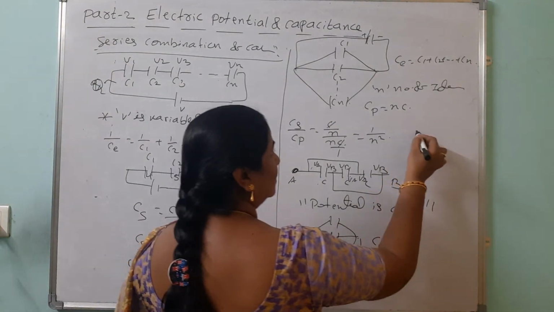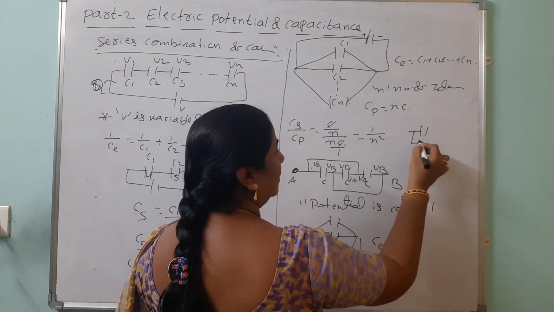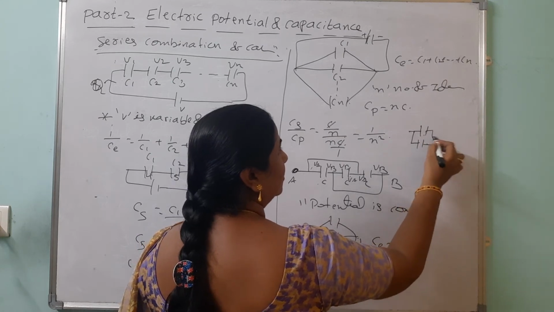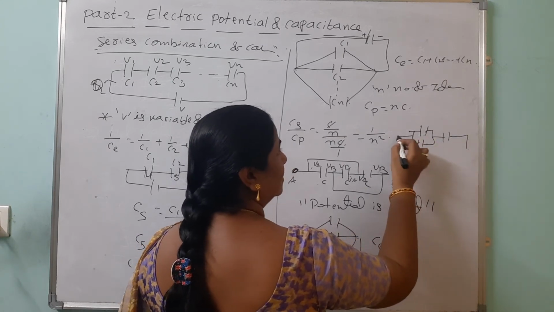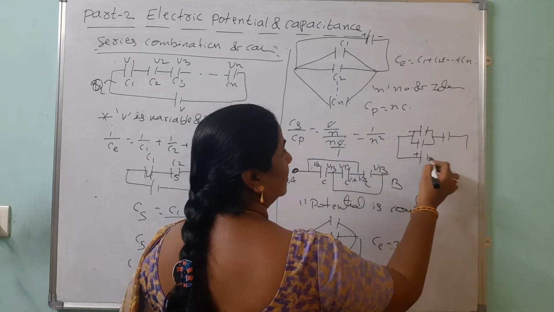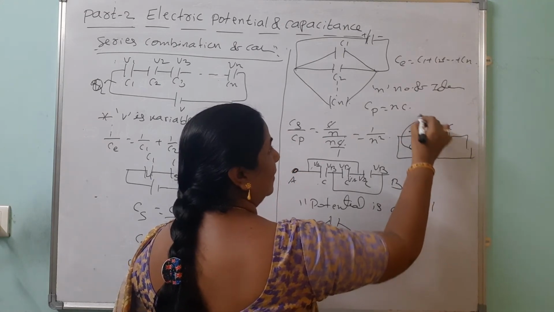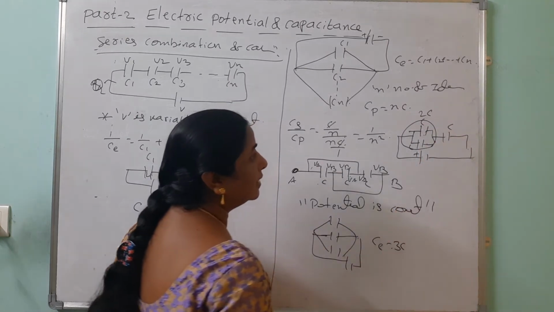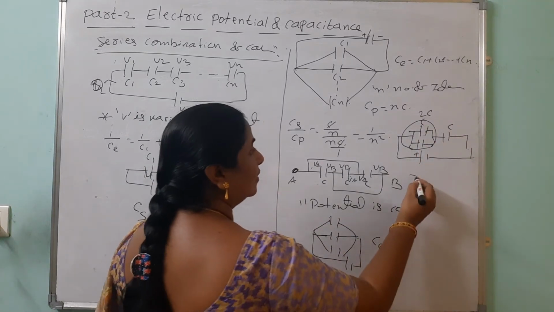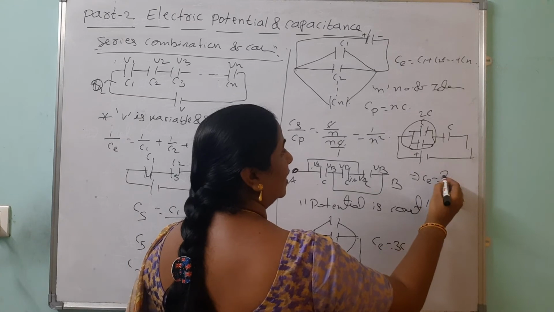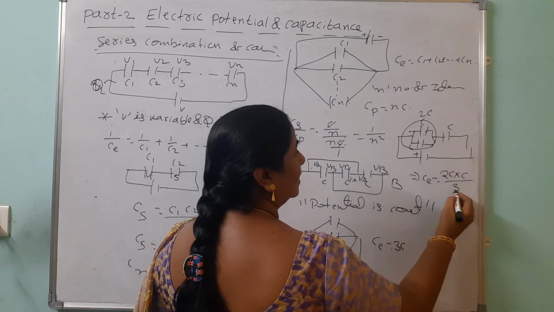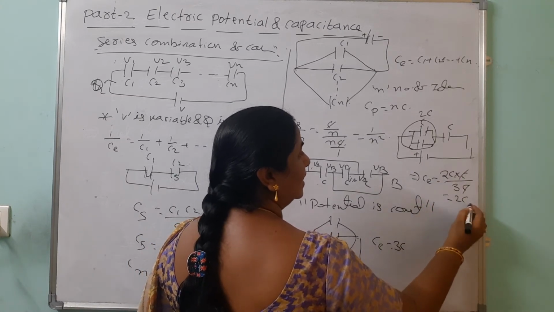Not only this one, suppose you are taking a simple one, but later you have to do many complicated circuits also. This is positive and this is negative. C, C, C. These two are in parallel, so 2C. Now 2C and C both are in series. Immediately you can find the effective capacitance. How much? 2C into C by 3C. Answer is 2C by 3.